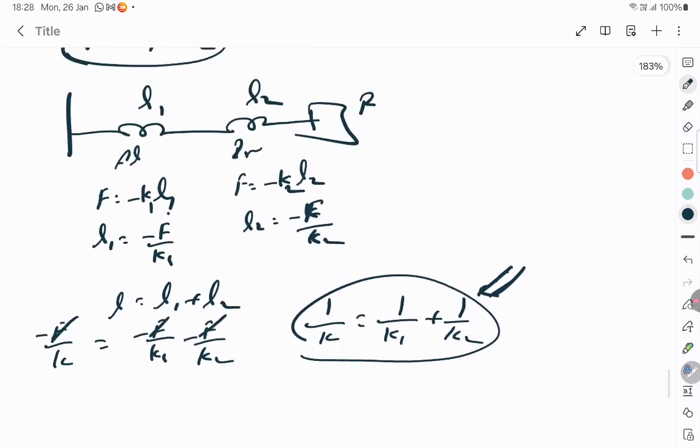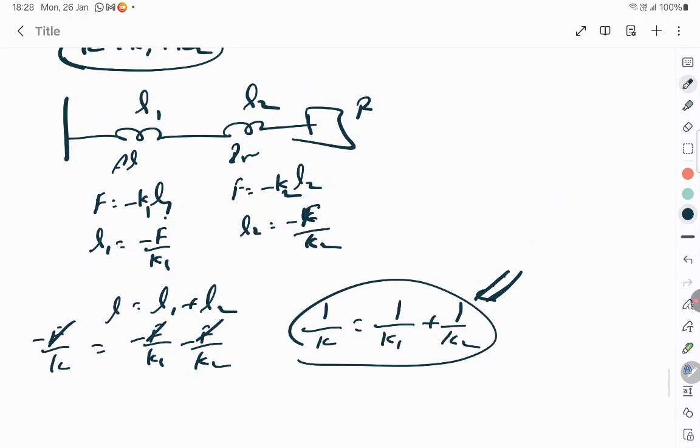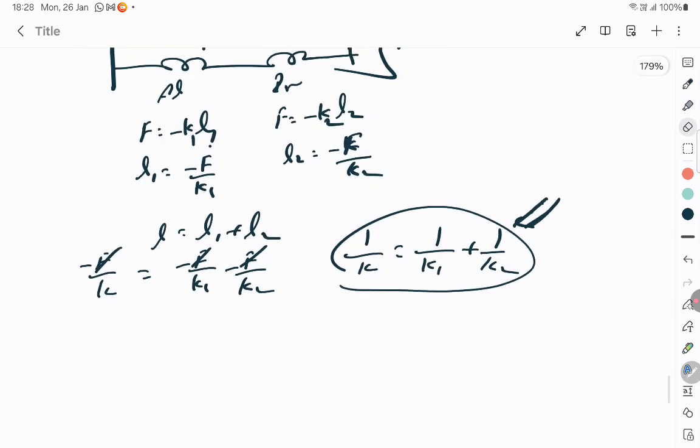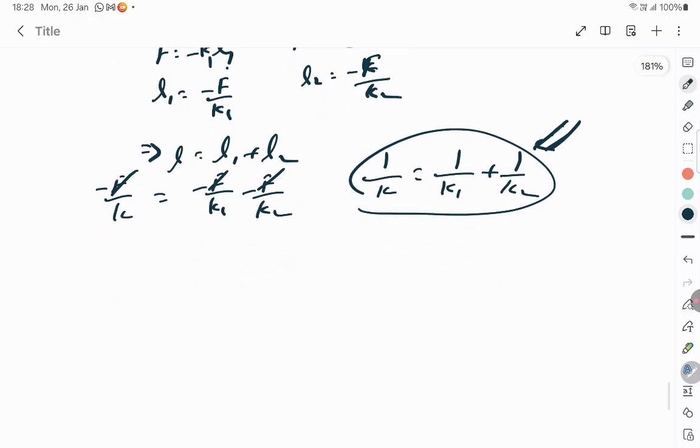Just remember this, okay? The fact that this is made up of aluminum and this is made up of iron means the length will be different. Iron will get less stretched, but aluminum will be more stretched. So you can imagine the lengths will be different and the spring constants will be different. Since the lengths are different, you start that equation by writing L is equal to L1 plus L2, and substituting, you get this answer.